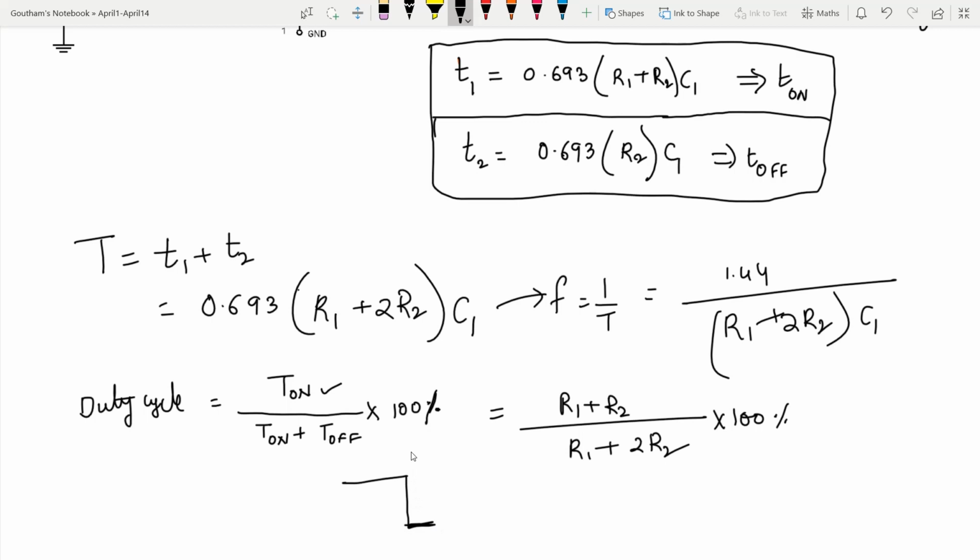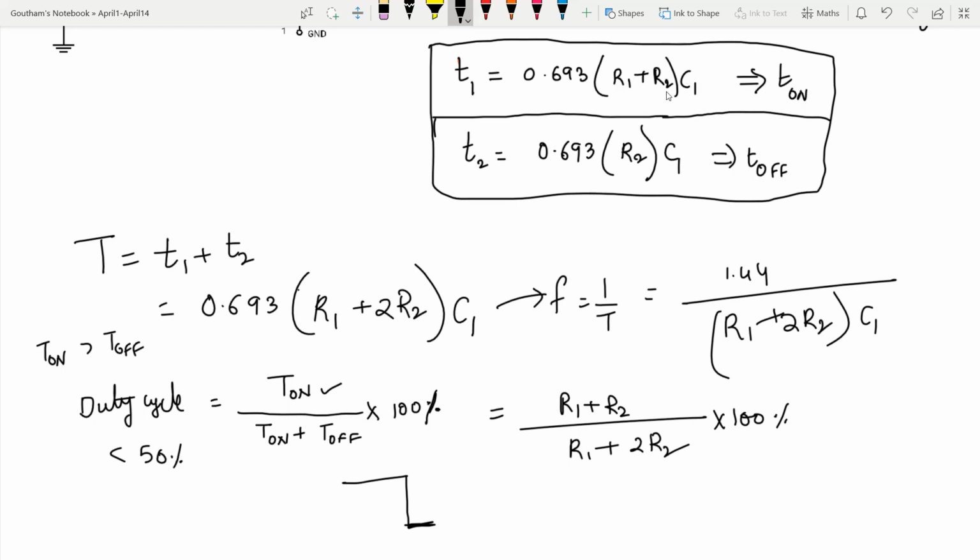Okay, so one limitation of this astable multivibrator in IC 555 is that your T on will always be greater than T off. So you cannot have duty cycles that are less than 50%.